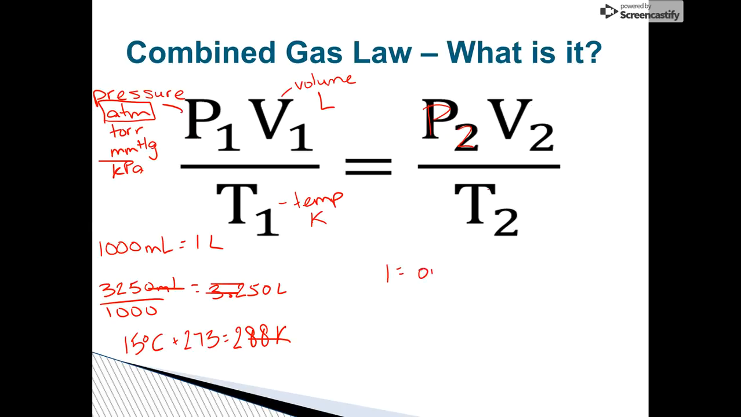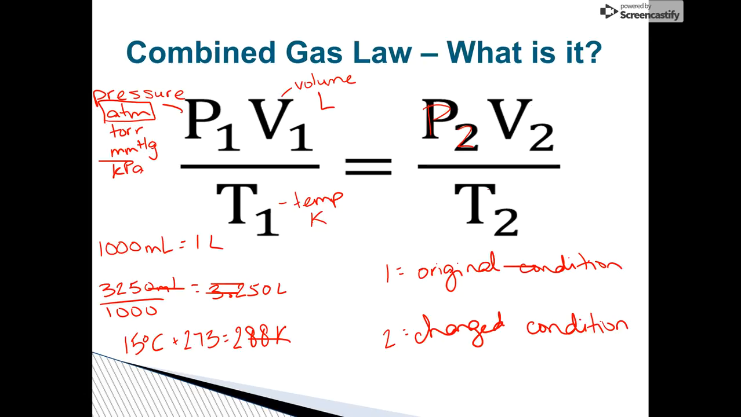1 represents the original condition. So originally, what is the pressure, volume, and temperature? The 2 is going to represent the changed conditions. So maybe the pressure changes, maybe the volume changes, maybe the temperature changes, or maybe all three change. Well, if that's the case, then that's your 2, your changed conditions.